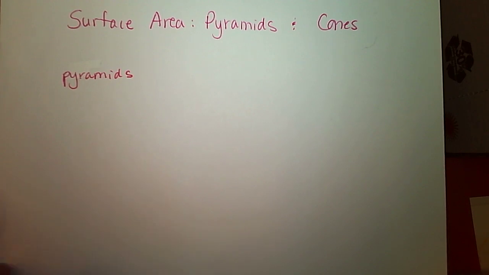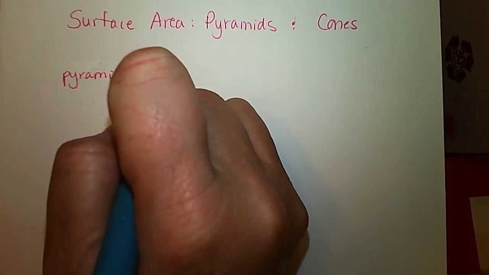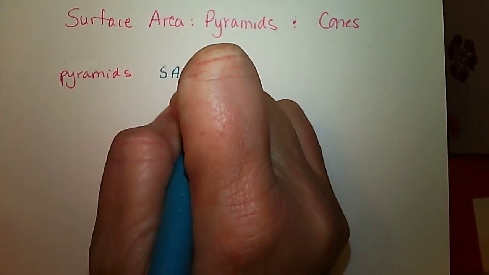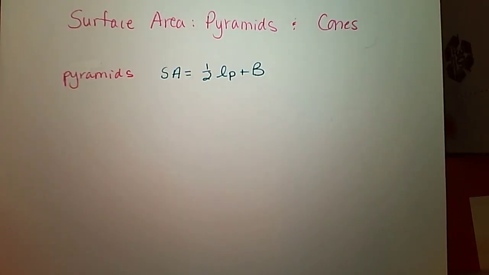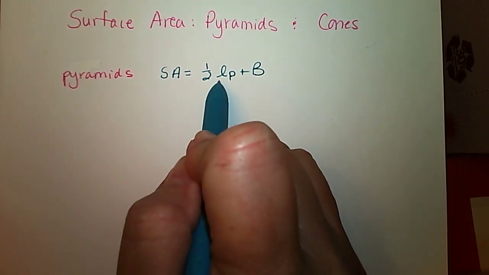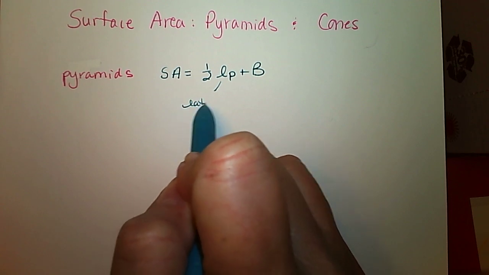Now, when I have my pyramid, first of all, our formula sheet says our surface area equals 1/2 LP plus B. So what is the L, what's the P, and what's the B? And then we'll move into actually solving one. So first, what is the L? The L here is what we call a lateral height.